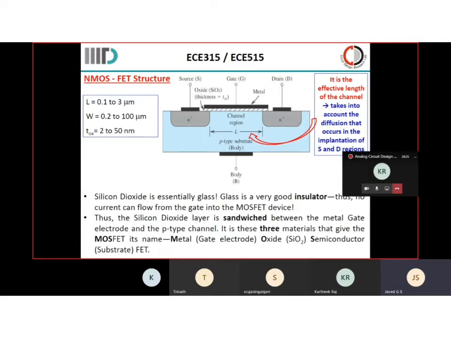Now, the channel region shown in the figure above is your P substrate body. It is the effective length of this channel, and it takes into account the diffusion that occurs during the implantation in the source and the drain regions.